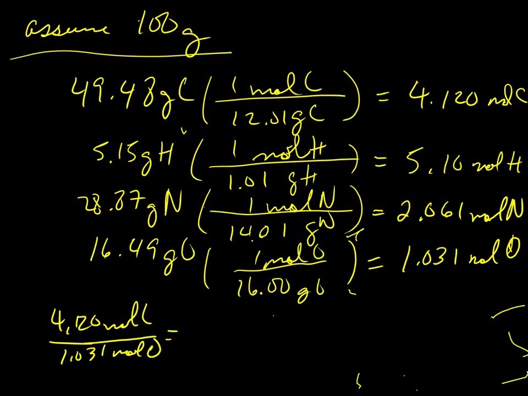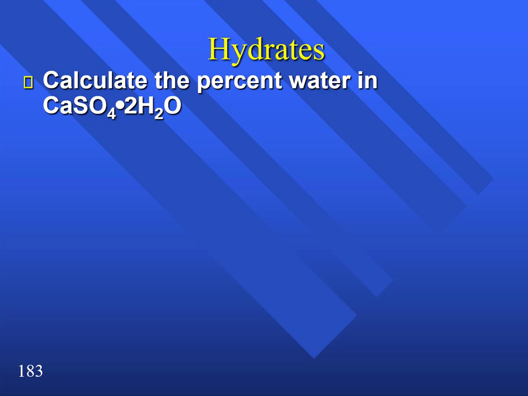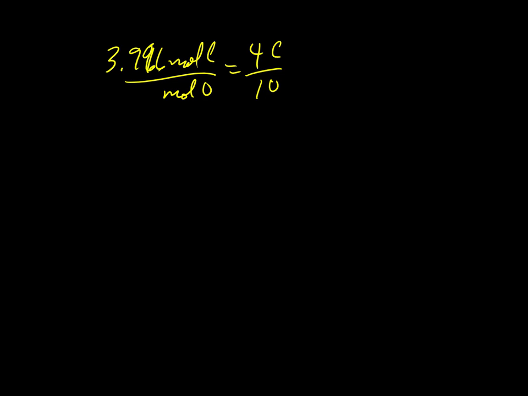and I get 4.07. Oh, no, that's wrong. I was missing a 1. 3.996. So if it was 3.996 moles of carbon for every mole of oxygen, that means it's 4 carbons for every 1 oxygen. Look at that.